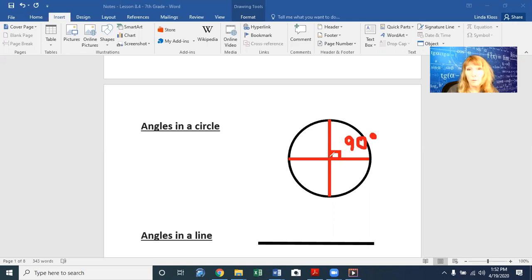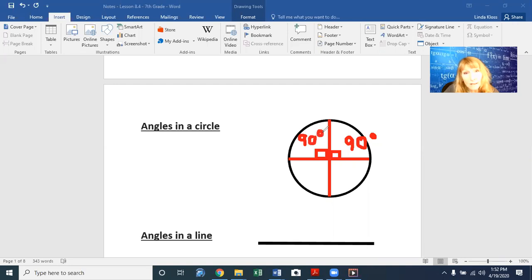Isn't that also another perpendicular line with another perpendicular line? Try to make my little symbol there to be the same size. There. It's almost the same size. So yes, this angle here is also 90 degrees. And I'm going to put this on here. This is also 90 degrees.